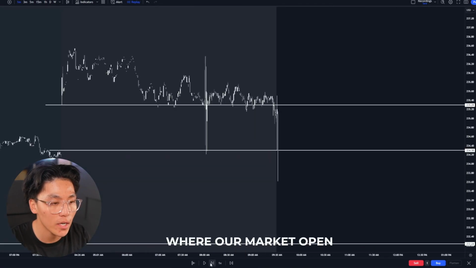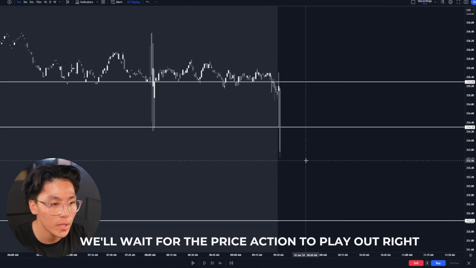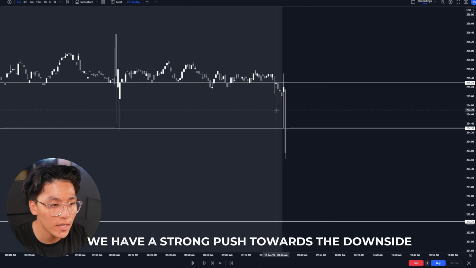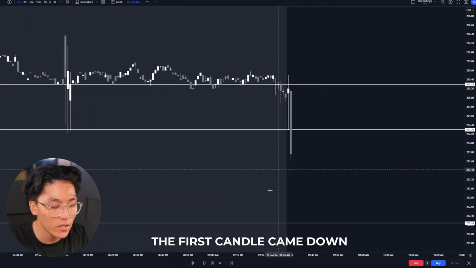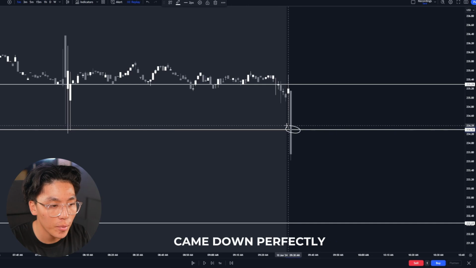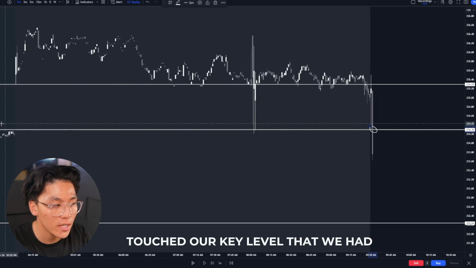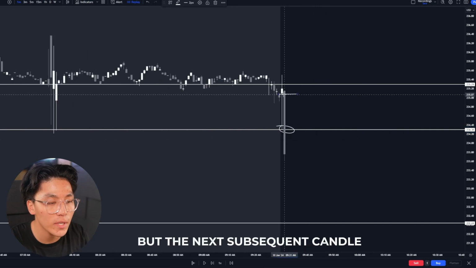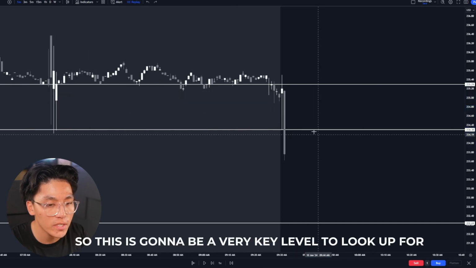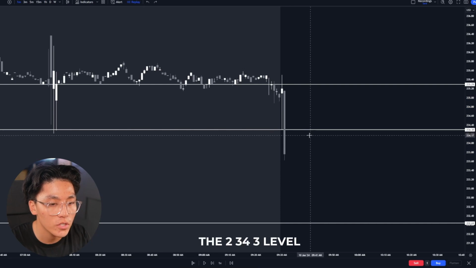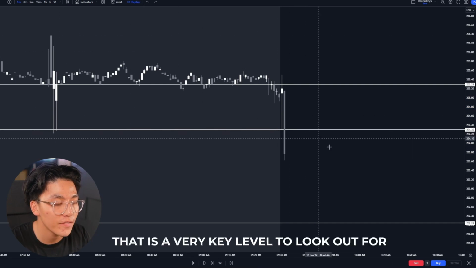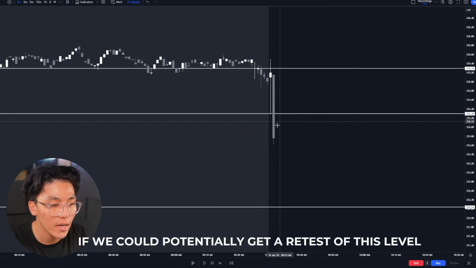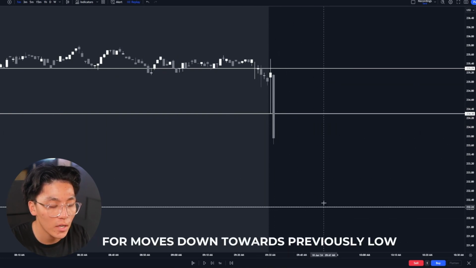So right here, we're at market open. We'll wait for the price action to play out, right? So as you can see right here, we have a strong push towards the downside. The first candle came down perfectly, touched our key level that we had, closed right back onto the open, but the next subsequent candle closed below this level, right? So this is going to be a very key level to look out for, the 234.3 level. That is a very key level to look out for towards the downside if we could potentially get a retest of this level for moves down towards previous day low.